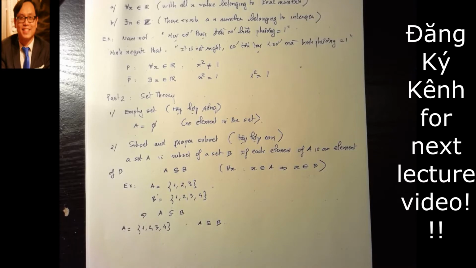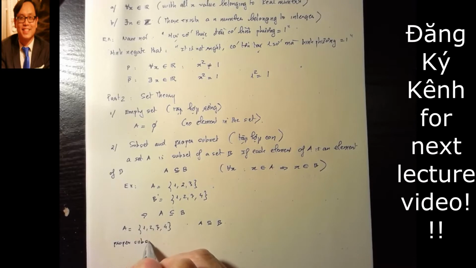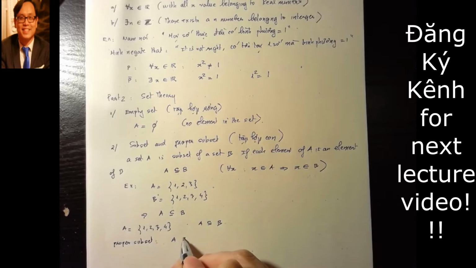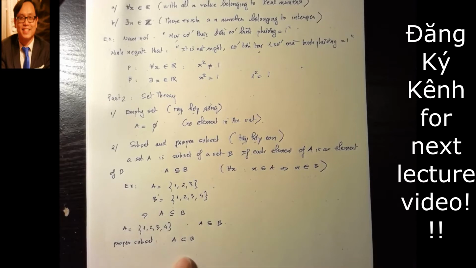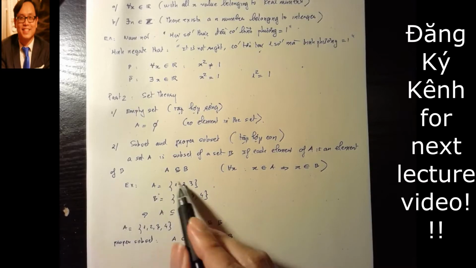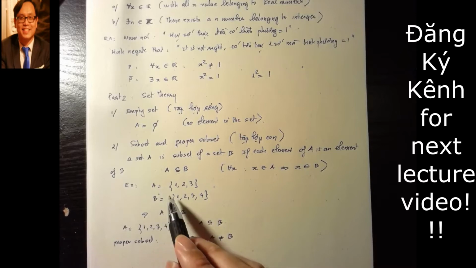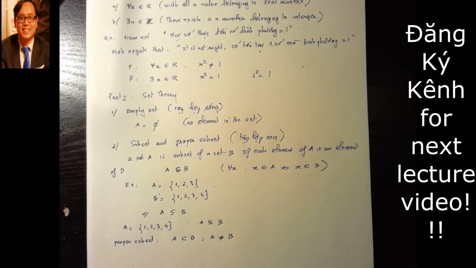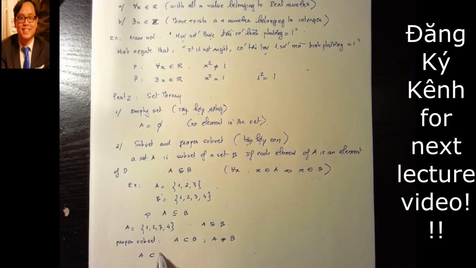So what is the difference between a proper subset and a subset? Proper subset. And we notate that A is a proper subset of B, where A is different from B. So in this example, A is a proper subset of B, right? Because A is different from B. So A is also a proper subset of B.